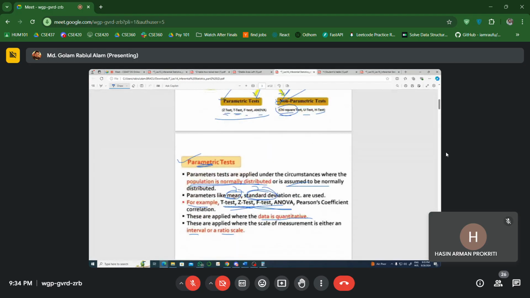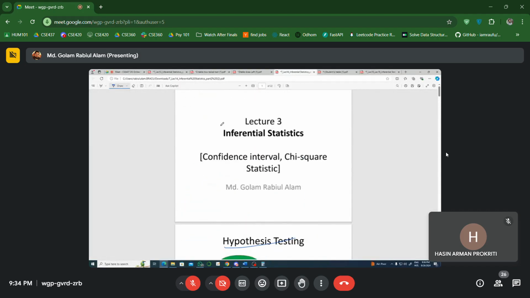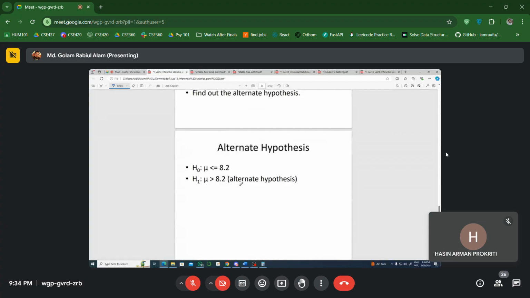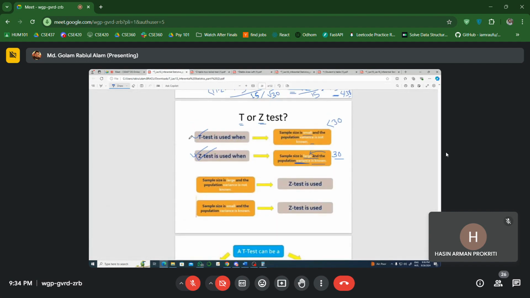The next thing is whether we have to use the t-test or the z-test, if you want to use a parametric test. I have also already discussed when to use the t-test and when to use the z-test. So the data set will be given, and based on the data set, you have to select which test you need to perform.